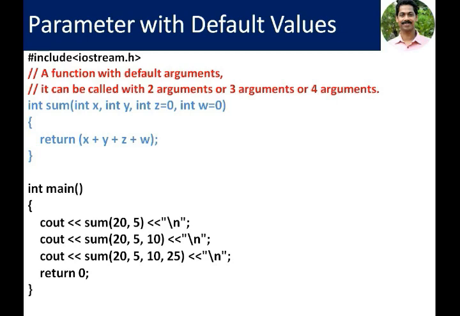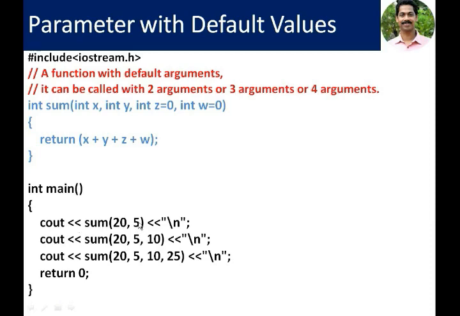The z is not getting any value from the function call, so its default value 0 will be considered. Similarly for w, there is no value from the function call, but the default value of 0 is assigned to variable w. And finally, the calculation is going on, x plus y plus z plus w. That will be returned to the function call. So 25 will be substituted during this function call. So that will be printed.